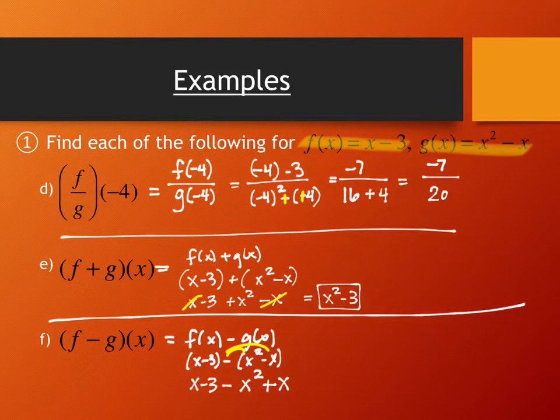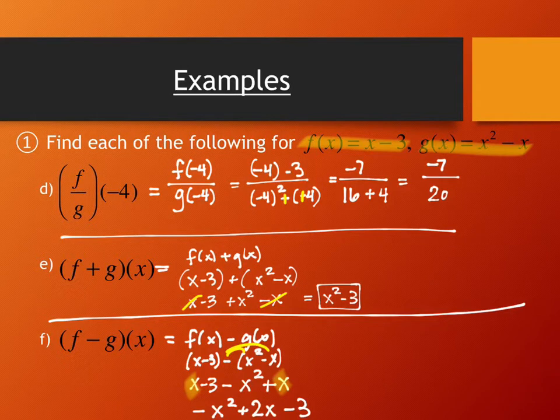Again, we look for anything that can combine. And what can combine here? The x's, but this time they don't cancel out, right? So if you want to write them in the order that they go downhill, you're welcome to do the x squared first. It's negative x squared. I have 2 x's, and then I have a minus 3.